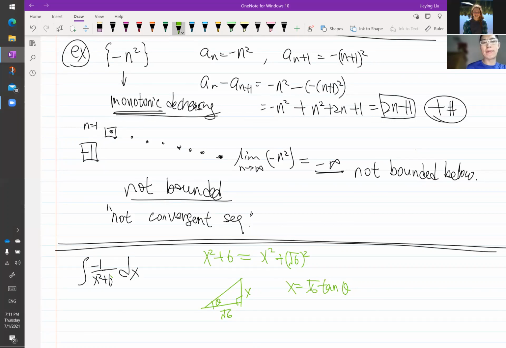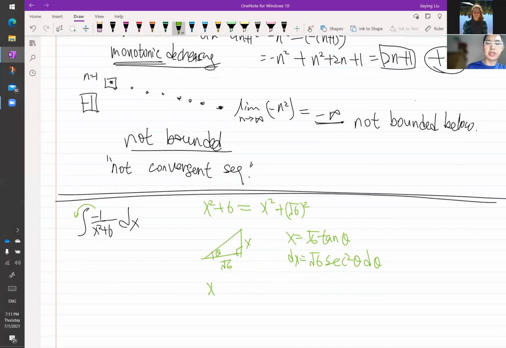Yeah. Is it okay if I don't finish it? From here, the negative one, always bring it outside. Leave it aside. Then dx equals square root of 6 secant squared theta d theta, and you can figure out x squared plus 6, which becomes 6 tangent squared theta plus 6, so that's 6 times tangent squared theta plus 1, which is 6 secant squared theta.